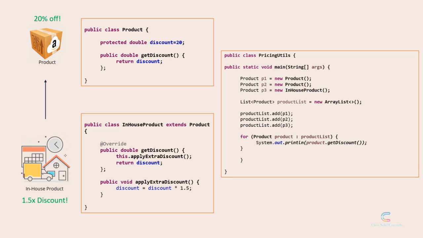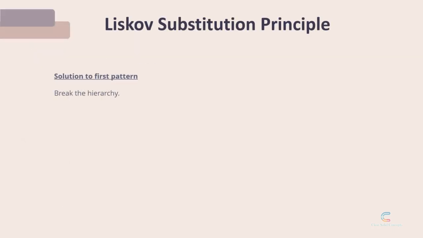So objects can be substituted by their subtypes without affecting the correctness of the program in this particular example. So we have the product reference here, but it contains an in-house product which is a subtype of product. Still, the program works as expected and its correctness is not affected. This is a second pattern of problems where the Liskov substitution principle is applied.